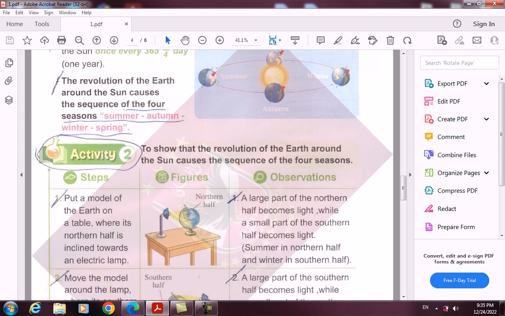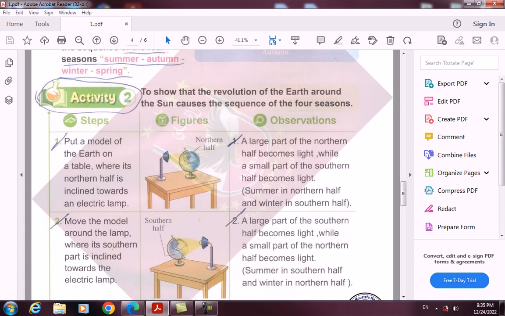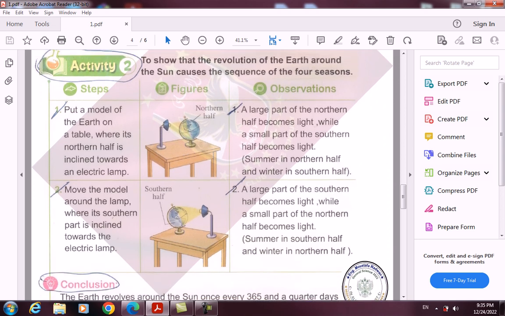Now for activity 2, of course, to prove what we said, to show that the revolution of the earth around the sun causes the sequence of the 4 seasons. Now the steps. Put a model of the earth on a table. We get a model where its northern half is inclined towards an electric lamp, like you see in the figure. Okay, so the northern half is a little bit inclined towards the sun.